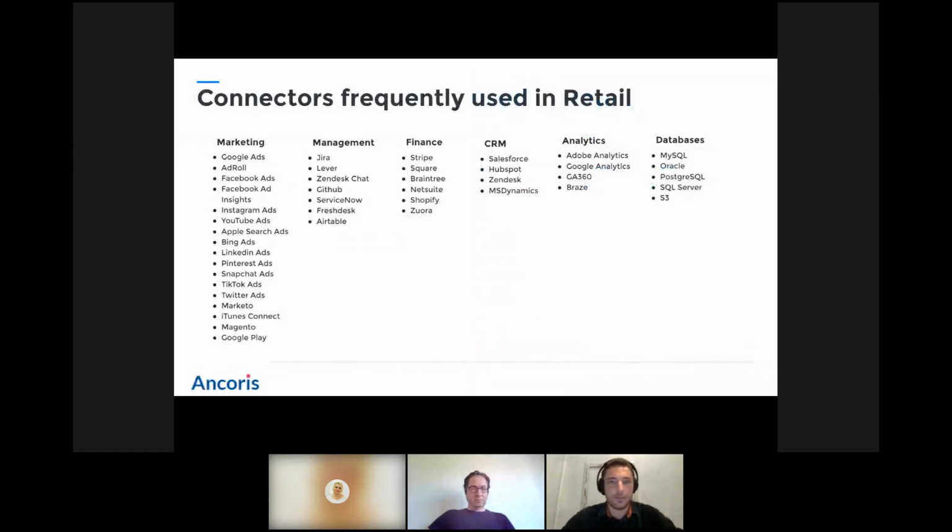These are just some of the connectors that we frequently see in the retail space. Obviously, we cover the majority, if not all, of your marketing applications, like Google Ads, Facebook Ads, Instagram, YouTube, TikTok, Marketo, iTunes, for example. Any of the in-house management tools like Jira, Zendesk Chat, GitHub, your finance sources like Stripe and NetSuite, Shopify. Then your CRM: Salesforce is probably our most commonly used connector. I think the stat was 70 to 80% of our customers use our Salesforce connector. And then analytics connectors like Google Analytics, GA360, and of course on-prem databases like MySQL, Oracle, SQL Server, as well.